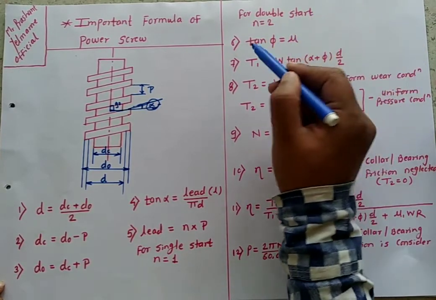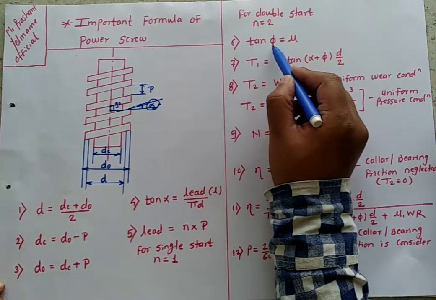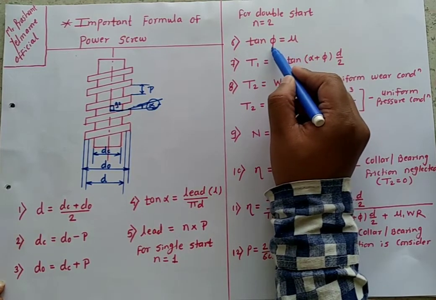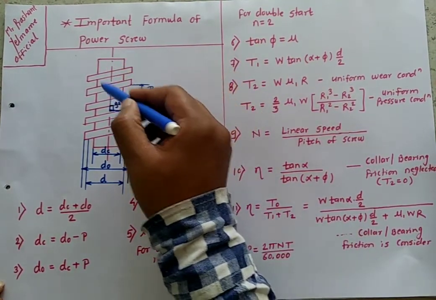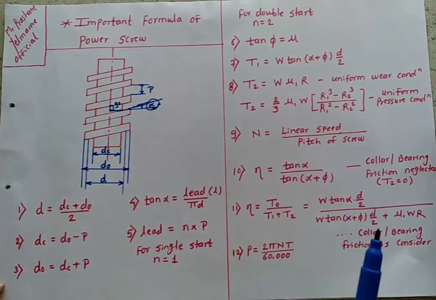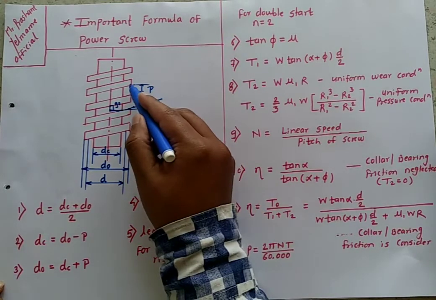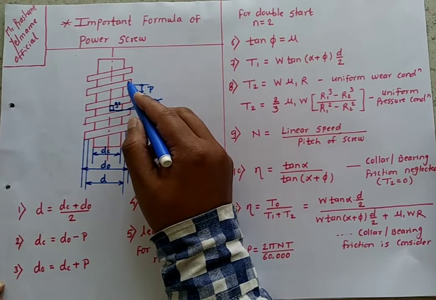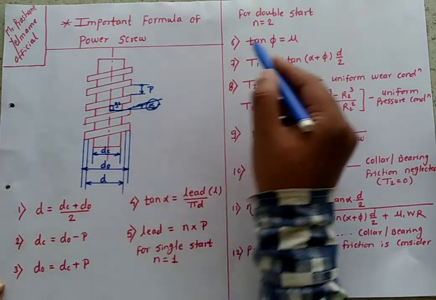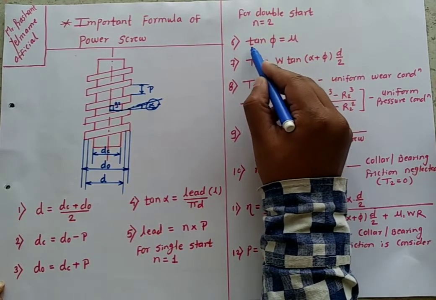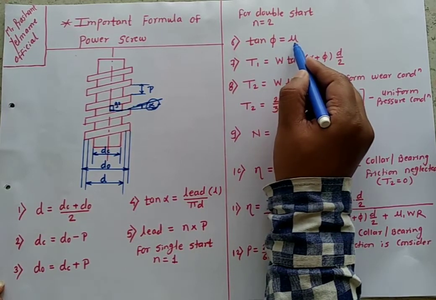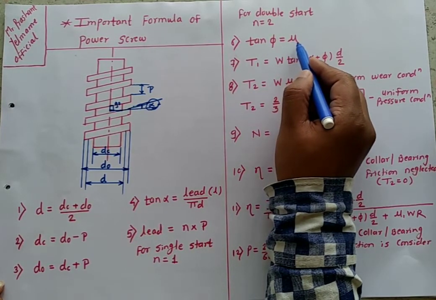Then tan phi is equal to mu. Phi is friction angle. When this screw is assembled in a nut, then friction will be developed between the nut and the screw at the time of rotation of the screw. That angle is the friction angle or angle of friction, which is represented by phi. So tan phi is equal to mu. Mu is the coefficient of friction.